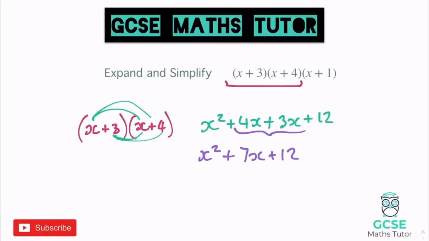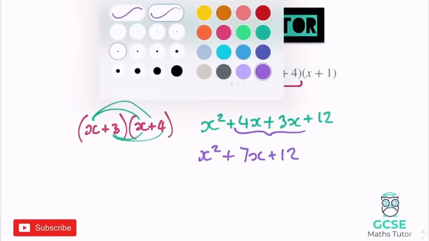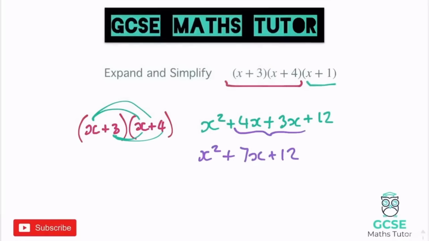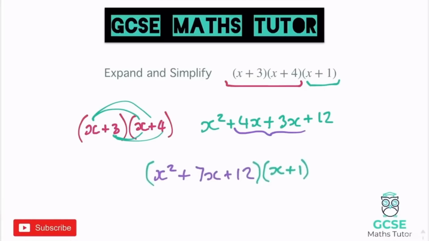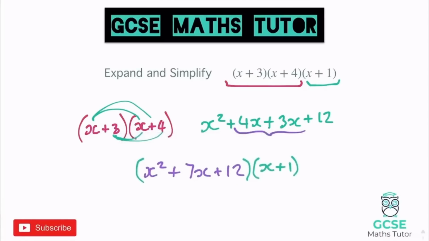Now we've done that, we just want to reintroduce that final bracket that we had in the question there, the x plus 1. Okay, so let's stick all of this in a bracket, and we're going to times that by the x plus 1. There we go. Now at this point it does start to get a little bit messy, so make sure you've left yourself enough space. I'm just going to move this out of the way. Let's move it down here.